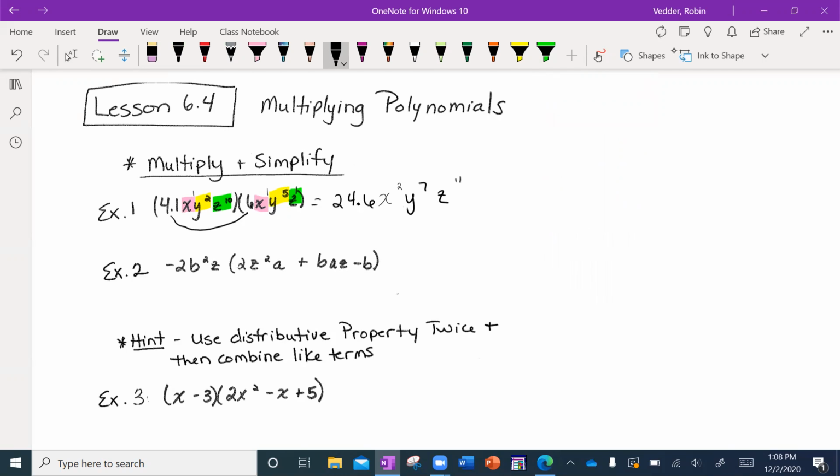Now notice in example 2, we're multiplying this monomial by a binomial because there's two separate terms separated by a plus sign. So in this case, we have to remember our friend, the distributive property. The distributive property says that you multiply what's outside of parentheses by everything inside of parentheses. So we're going to distribute the negative 2b squared z to both the 2z squared a, oh, sorry, this is a trinomial, the b-a-z and the negative b. It's a trinomial because there's 1, 2, 3 terms separated by a plus sign and a minus sign.